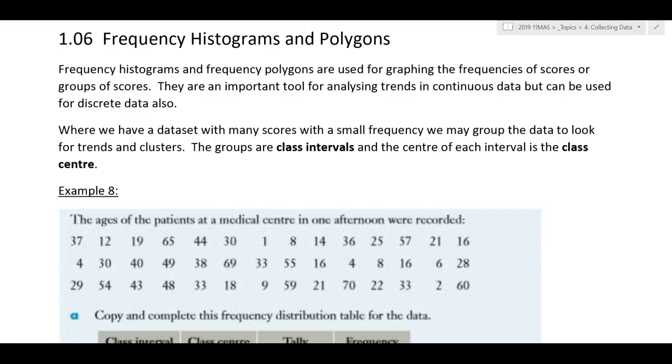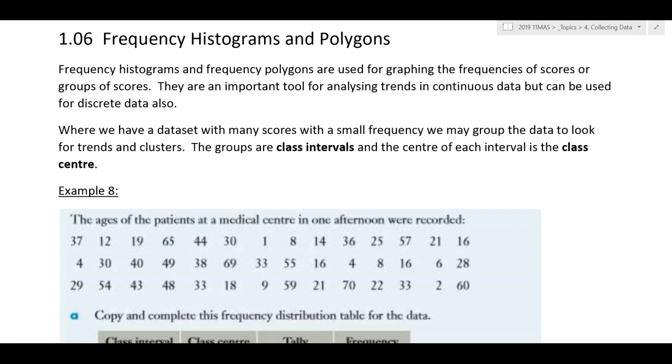Now, imagine that we have a data set with lots of different scores, none of them with very high frequencies. Our frequency histogram or polygon tends to be pretty flat, right? Because there's a whole lot of ones and zeros in terms of the frequency. And consequently, it's hard to see those patterns or trends that we're looking for.